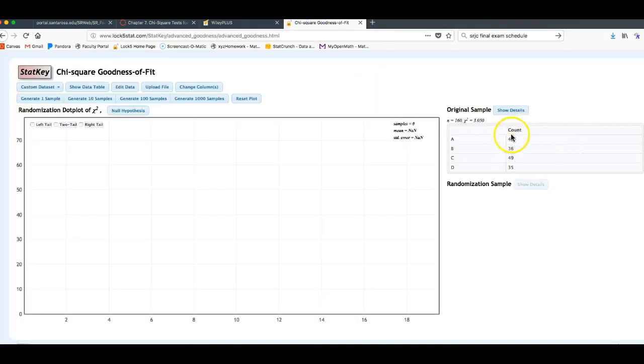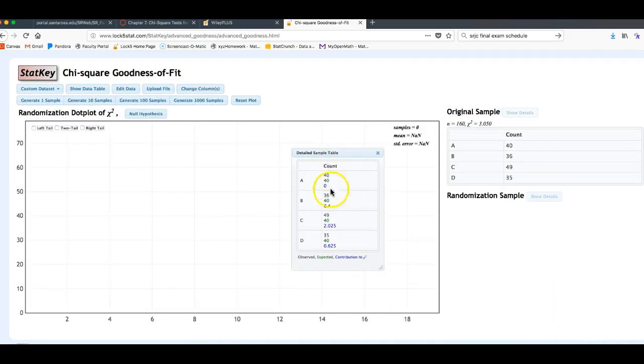And again, this is the original sample or the observed data right here. And I'm going to click on Show Details right here. And this gives, let's make this a little bit bigger, the observed count. That's what you enter. It computes the expected count. And notice the expected count for all of these in green is 40, because that comes from the null hypothesis. We're assuming all these variables are equal. And the contribution to chi-square, the statistic, is computed below right here. So for B, it'd be 0.4.